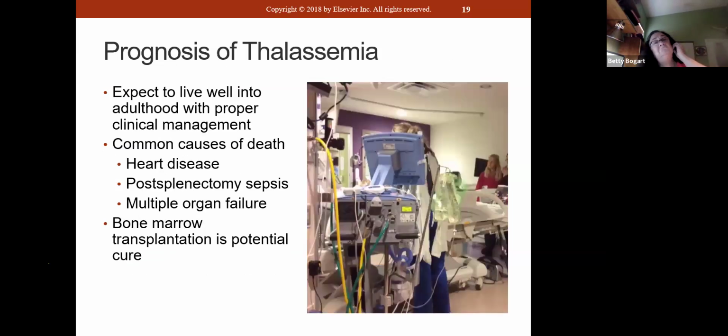So thalassemia, they can live as long as they're getting all their blood transfusions and following up well.